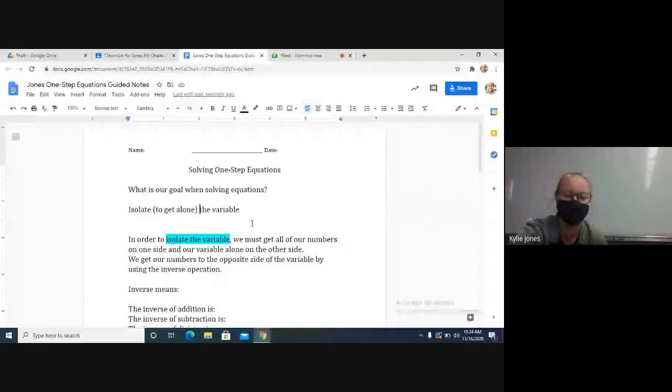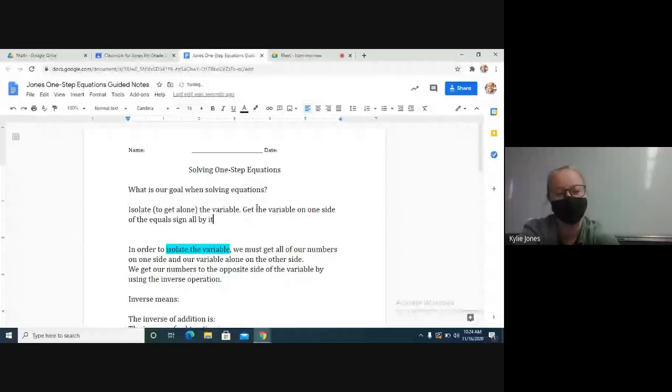Isolate the variable. So that means get the variable on one side of the equal sign all by itself. So you want to move the other stuff in your equation so that your variable is all alone. You guys can type in this. Please do.